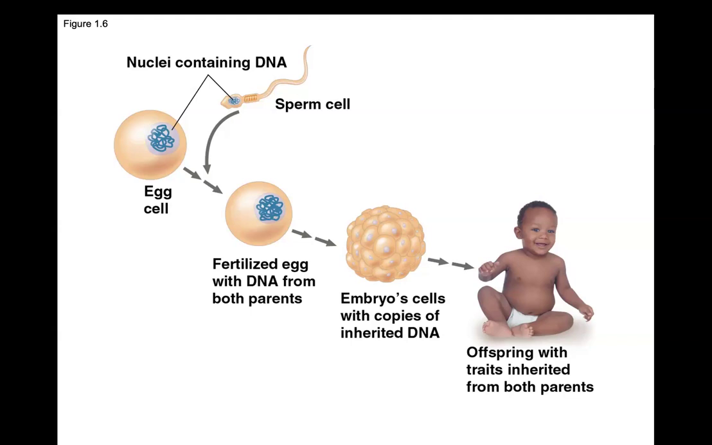And when the sperm and egg fuse together, they form a zygote, which is a newly formed cell that now has 23 pairs of chromosomes. And that zygote will then give rise to a new offspring, or human in this case.